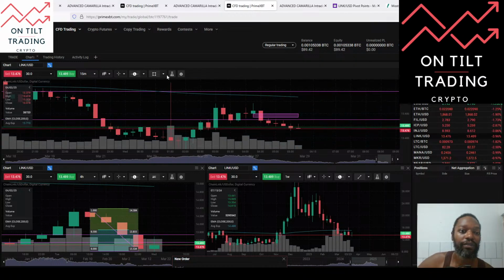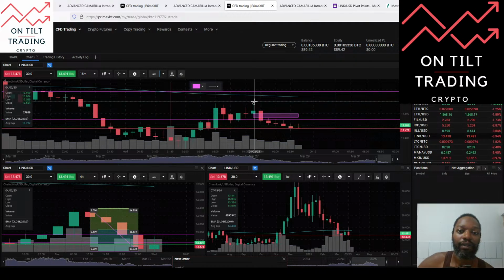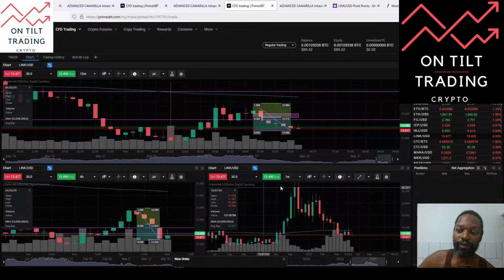But this is potentially what I'm seeing here in CHAINLINK, and also what I've seen here in LITECOIN. So we'll keep an eye on these and see how these go today. This is on tilt trading, and we'll see.